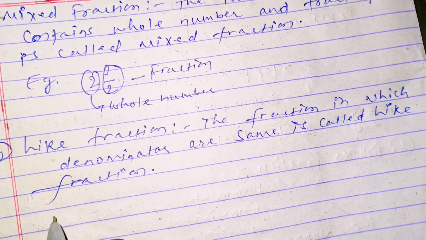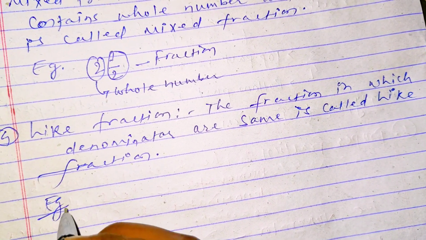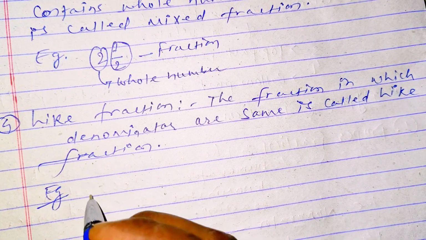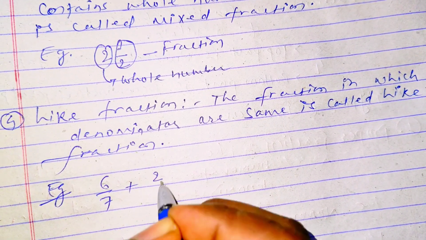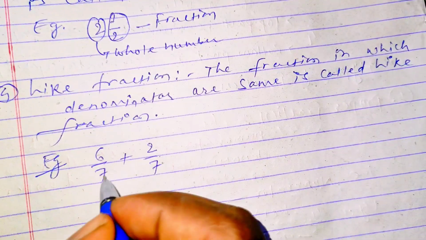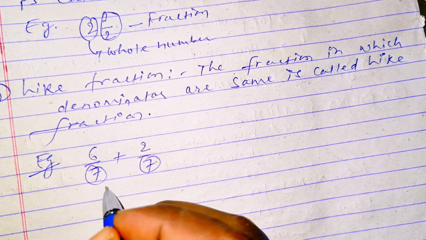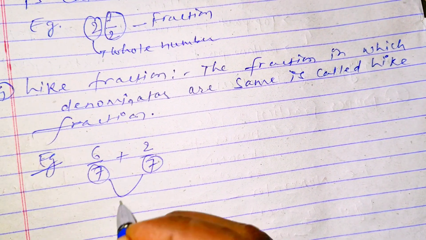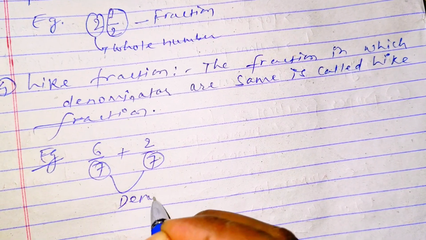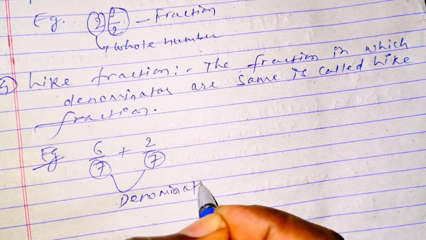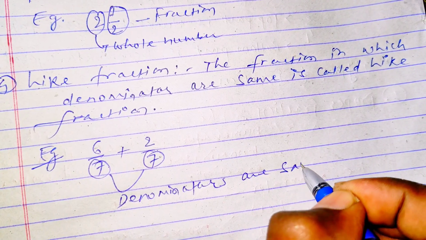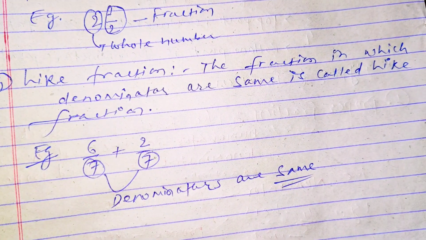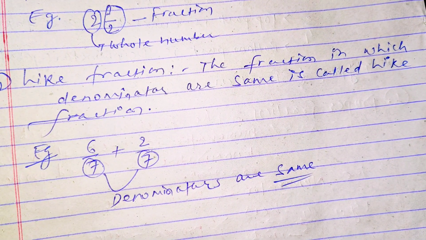Now let's take an example of a like fraction: 6 by 7 plus 2 by 7. Here both denominators, 7 and 7, are the same, so it is called a like fraction, right?